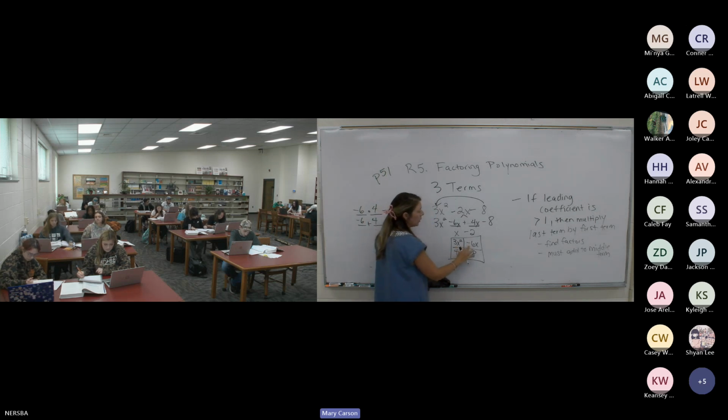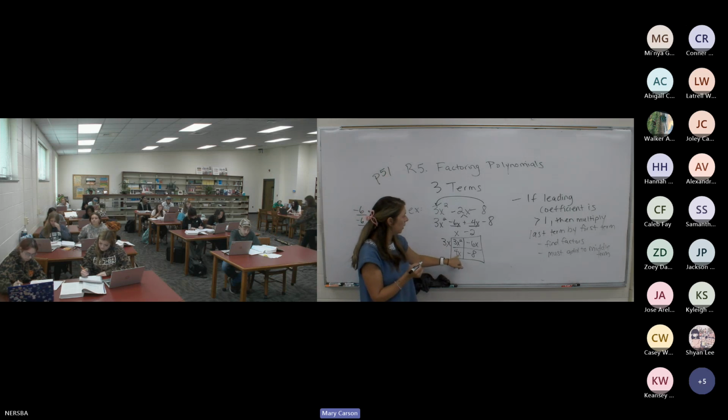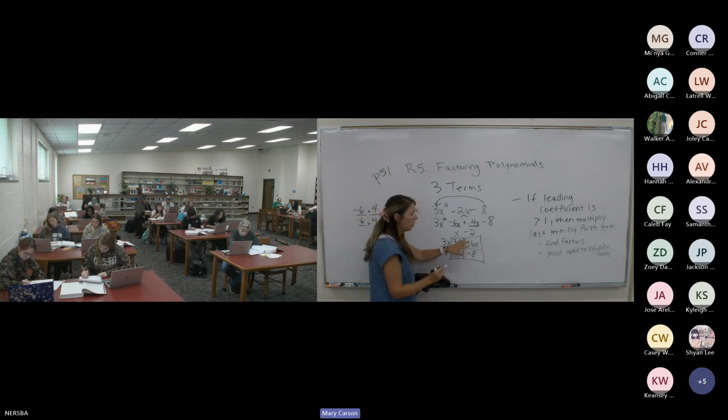What about 3x squared and negative 6x? I already pulled out my negative, so I don't have to worry about my sign anymore. Good. 3 and x. I'm seeing what you guys are posting. Okay. 4x and negative 8. 4. And again, I already pulled out my negative.